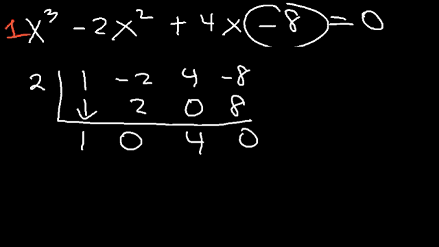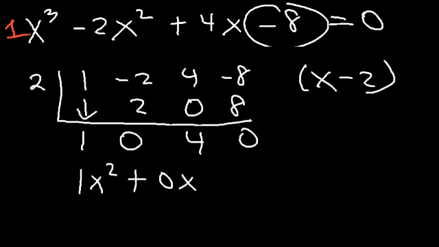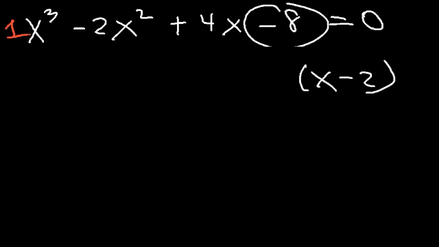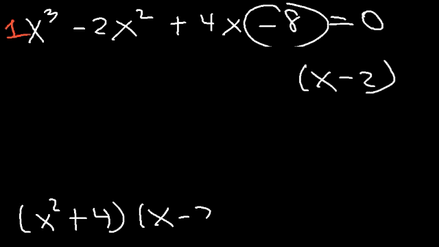So we're dividing x cubed by x minus 2. x cubed divided by x is x squared, so this is going to be 1x squared plus 0x plus 4, which is the same as x squared plus 4. So therefore, if we factor it, it's going to be x squared plus 4 times x minus 2. Now let's factor by grouping to confirm that answer.